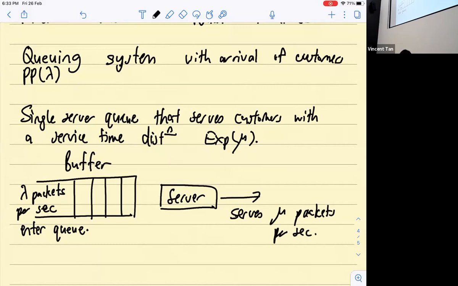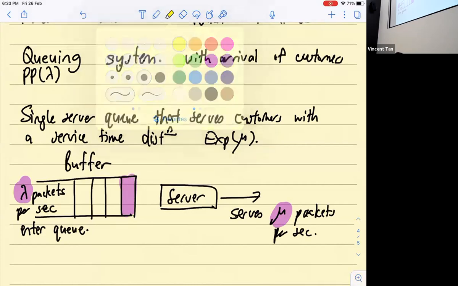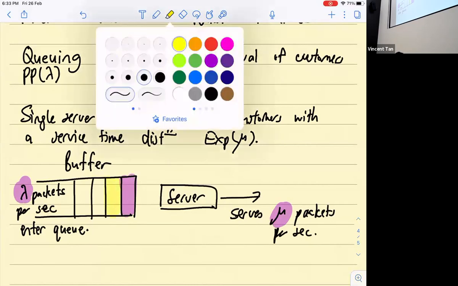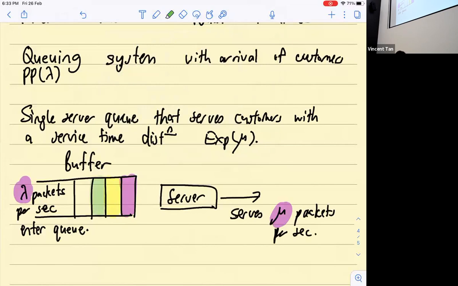Lambda packets and mu packets. So basically packets enter the buffer. This is trying to illustrate that you have one packet here and another packet here, and so on and so forth. Here you have four packets that are lined up.